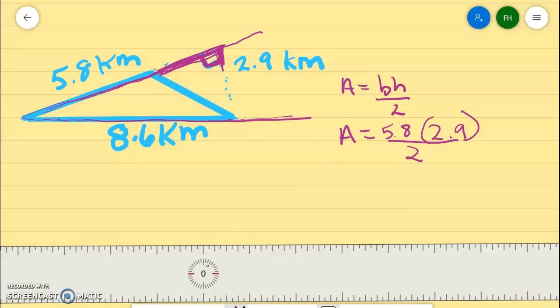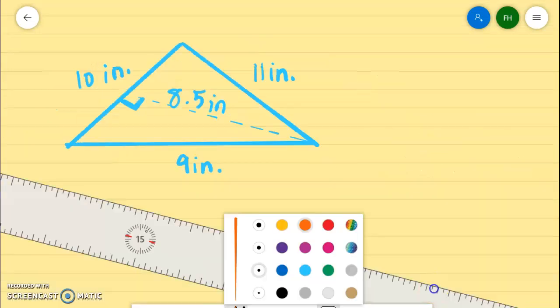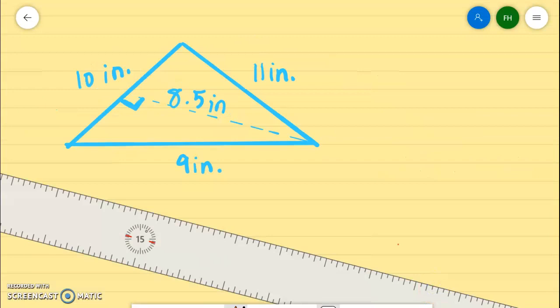So when you multiply 5.8 times 2.9 and divide it by 2, and I don't know what she wants you to round to, I'm going to round to the tenths. It says 8.41. I'm going to round it to the tenths place and say 8.4 square kilometers, and that would be my answer. Okay, for this one, this is still a triangle, so let's write our formula.